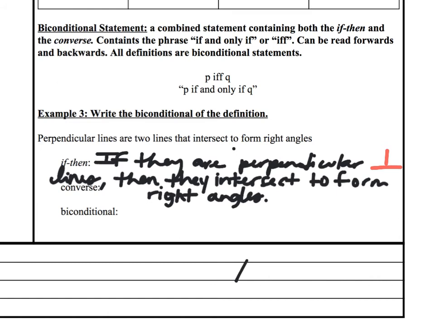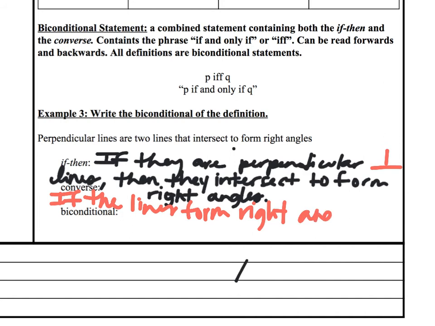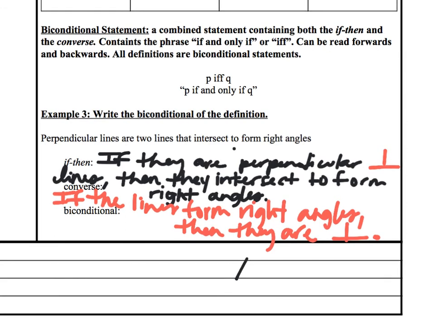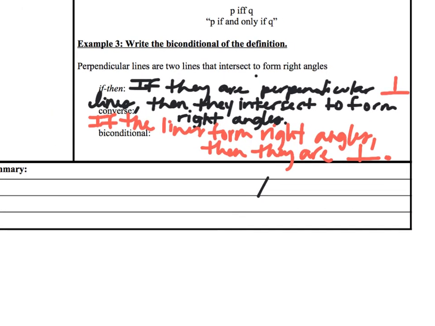Okay, converse of that. Sam, what would you have for the converse again? If they form right angles, then they're perpendicular lines. Good. Oh man, I should have written smaller. We'll say if the lines form right angles, then they are perpendicular. So remember, this symbol means perpendicular. I don't want to write it out. Don't need to write it out.